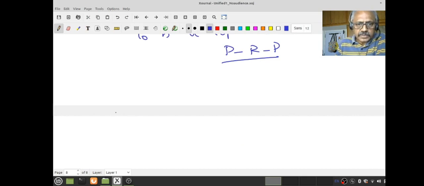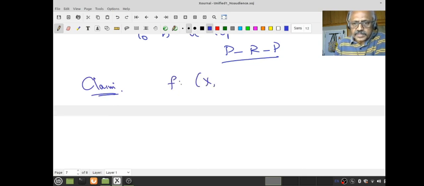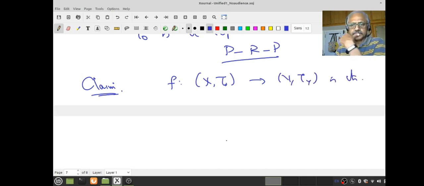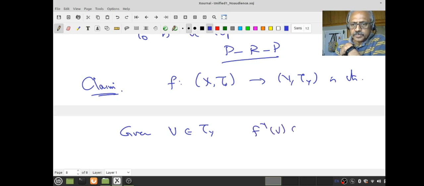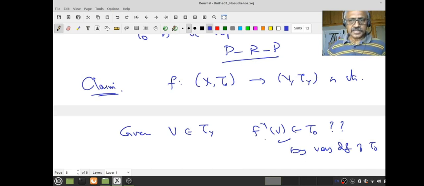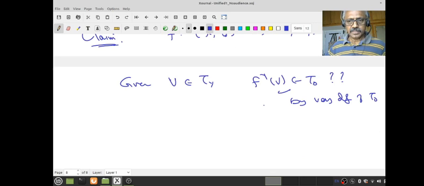Okay. Now, the next claim I want to make is that f from (X, tau naught) to (Y, tau Y) is continuous. This is by very construction, if you had understood. To prove this is continuous, what should I do? Give me any V in tau Y. I want to know whether f inverse of V belongs to tau naught. But what is tau naught? Tau naught consists of only f inverse of V, where V varies over tau Y. You understand that? This is by the very definition of tau naught. Therefore, this is continuous. Have you understood this? Very good.